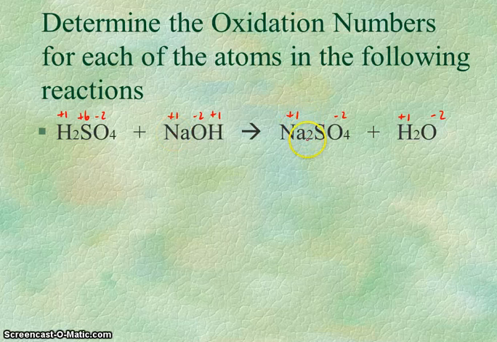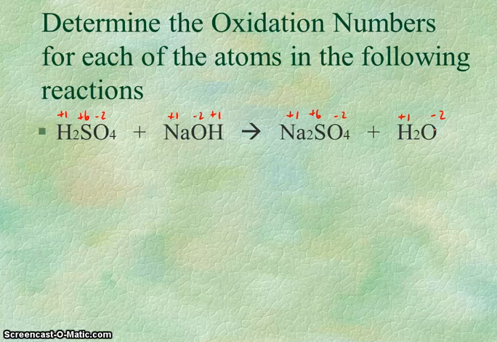+1 times 2, that's a +2. -2 times 4, that's a -8. So sulfur must be assigned a +6. +1 times 2, that's a +2. -2 times 1, that's a -2, so that's 0. So we've assigned all of our oxidation numbers.